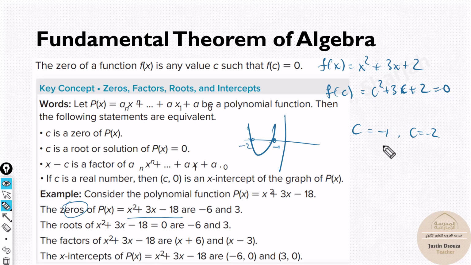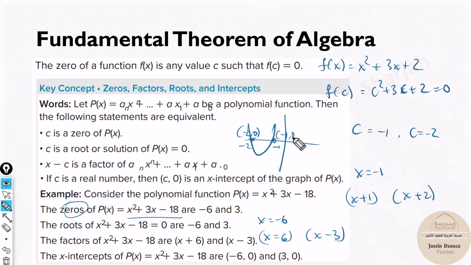And factors. Now you have this as -1. So one solution is -1. Take it inside. It will be x + 1. This is one factor. And this -2, take it inside. It will be + 2. So these are the two factors. Over here we have minus and plus. So x = -6, take it inside, it will be x + 6 as one factor. And x = -3 becomes x + 3, another factor. And the intercepts are basically these points, right? It's -2, 0. The y value is 0 at x-intercepts, and over here -1 and 0.